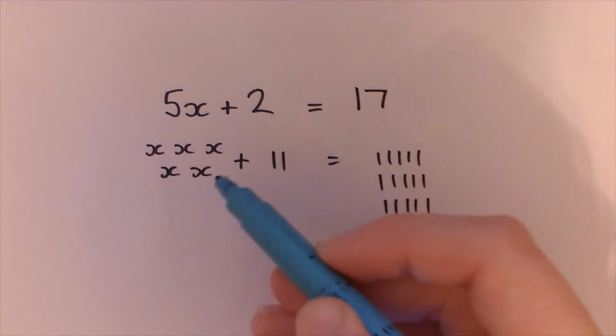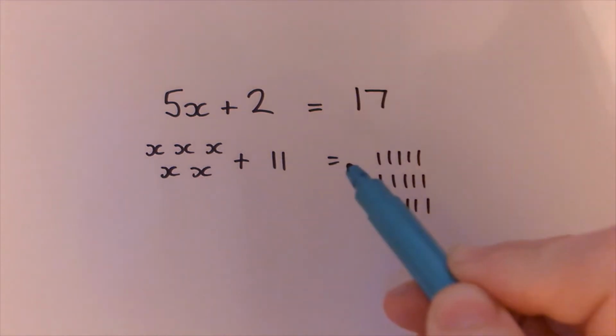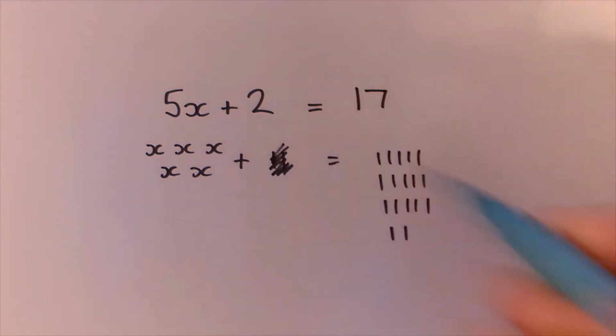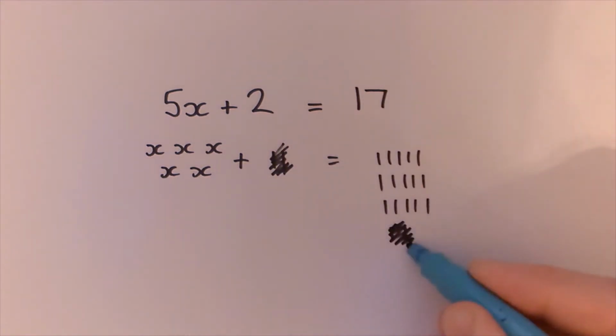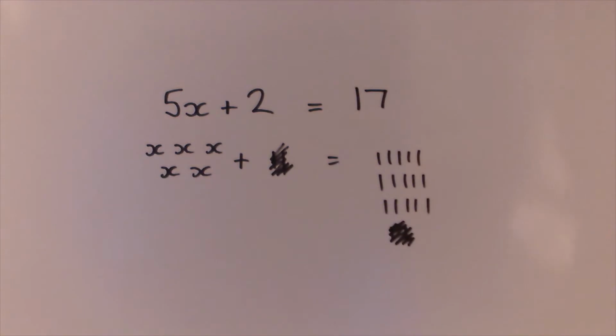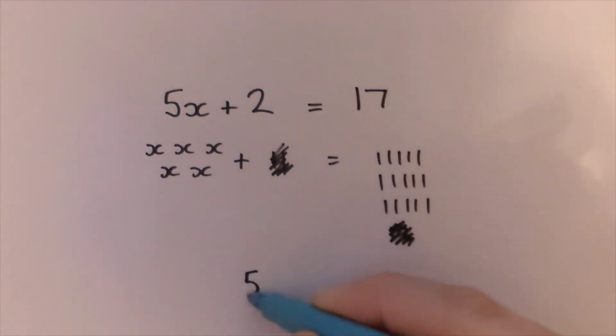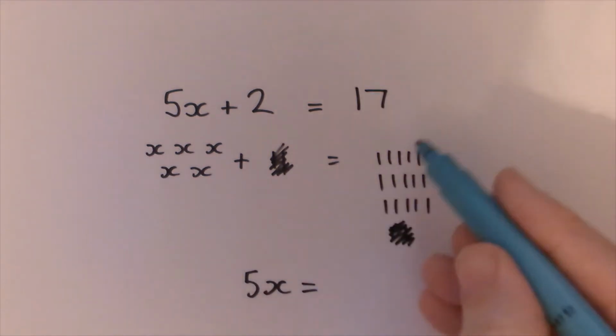5 somethings, add 2, 1 and 1, is equal to 17. So if I take 2 off this side, I take 2 off this side. That's what you do on equations. You always balance them out. So 5x's there are equal to 15.